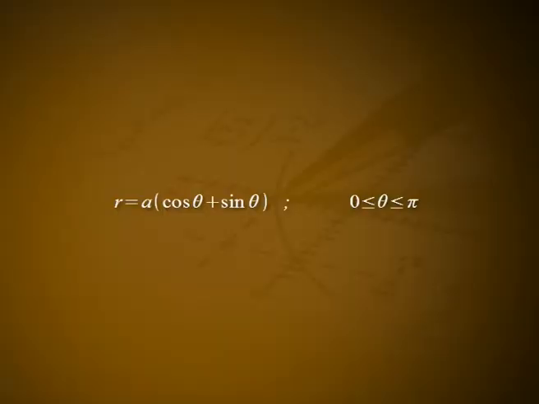Example 4. Determine the perimeter of the curve r = a(cos θ + sin θ), where 0 ≤ θ ≤ π. Solution. Differentiating r with respect to θ, we get dr/dθ = a(−sin θ + cos θ).